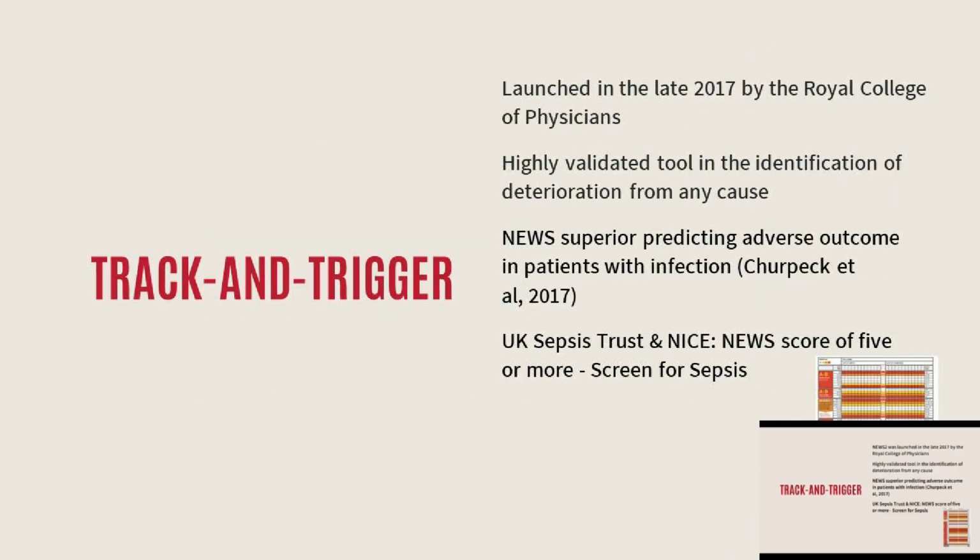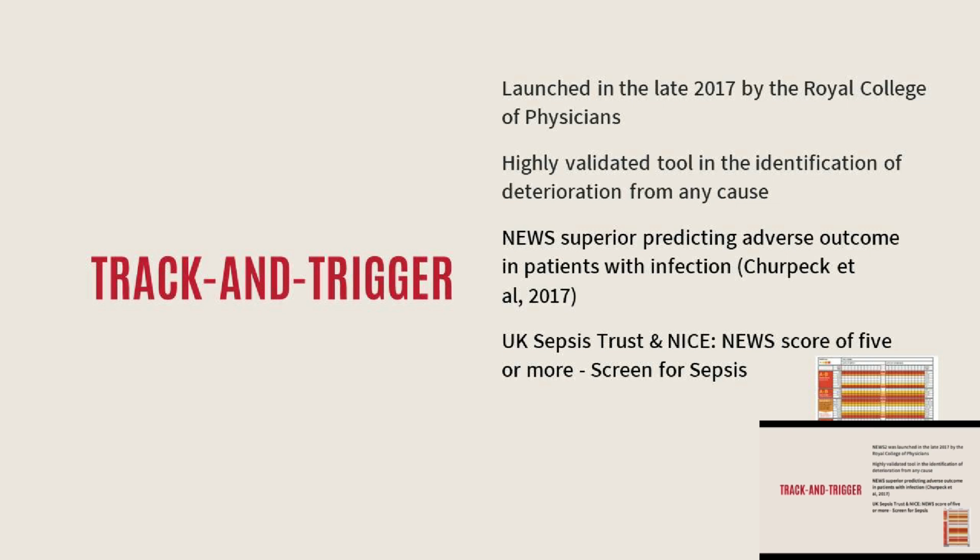So now let's talk about the track and trigger scoring systems. The current track and trigger scoring system we use is the National Early Warning Score 2. And this was introduced in late 2017 by the Royal College of Physicians. It's a highly validated tool in identifying anyone with a deterioration risk. And it outperformed the modified early warning score as well as qSOFA in predicting the adverse outcome in patients with an infection. And that's why the large majority of trusts will use the NEWS2 chart.